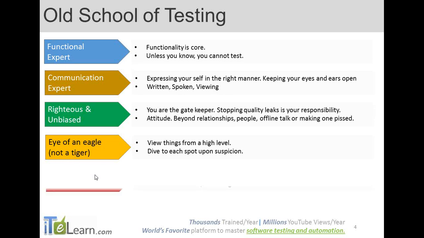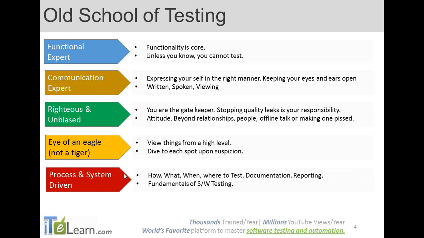The last one in this section, from an old school of testing, is definitely process and system driven. When I say this, you should be an expert in what to test, how to test, when to test, where to test. You should be able to document things in the right manner and report things in the right manner. Unless you know the process of doing it, how you have to go about doing it, nothing else matters. So if you are a great expert and you cannot follow the process and go about executing it, it doesn't make sense.